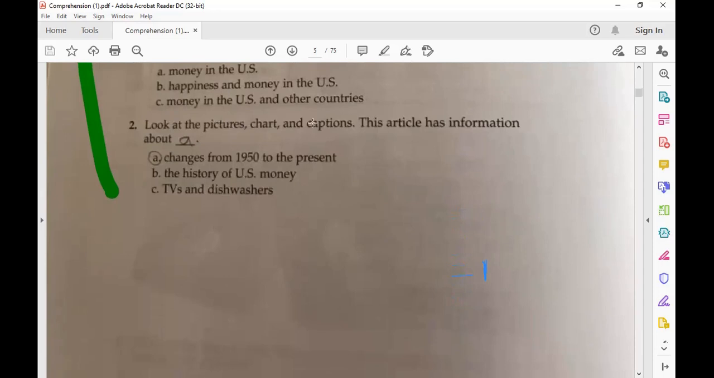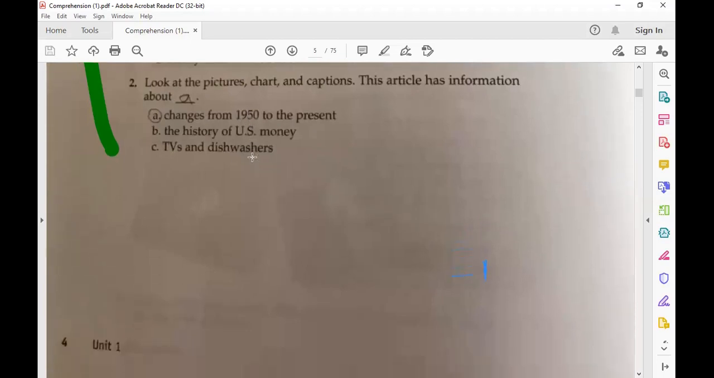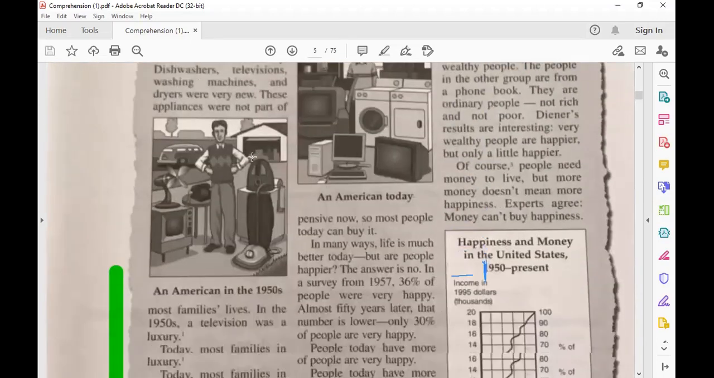Look at the pictures, charts and captions. This article has information about what? We saw the pictures, charts and captions. The information of the article is all about what? Changes from 1950 to the present. Okay, fine, because the chart here gave us 1950 to the present day. We knew that this is the correct answer.